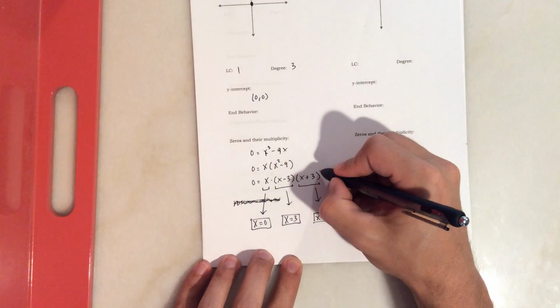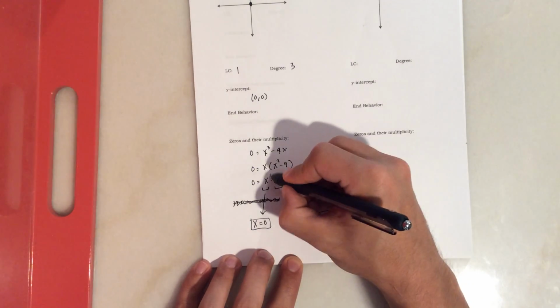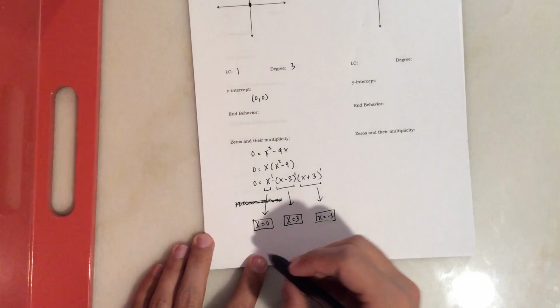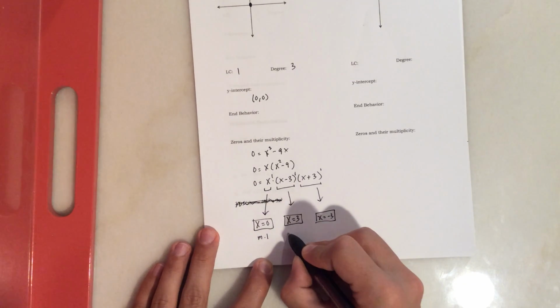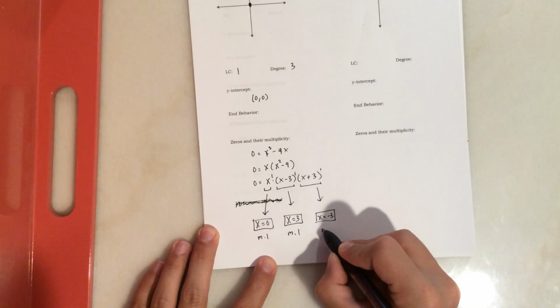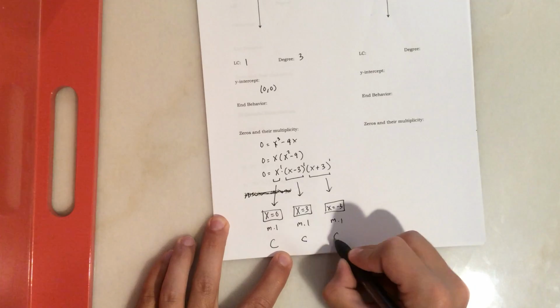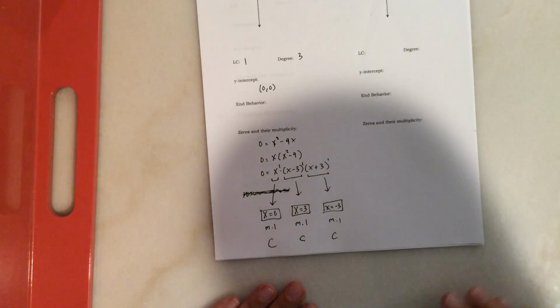Notice each of these has a multiplicity of positive 1. It's assumed and understood that they're all being raised to the first power. So the multiplicity of each of them is 1, which is of course an odd number, which means we're crossing through the x-axis at each of these points.